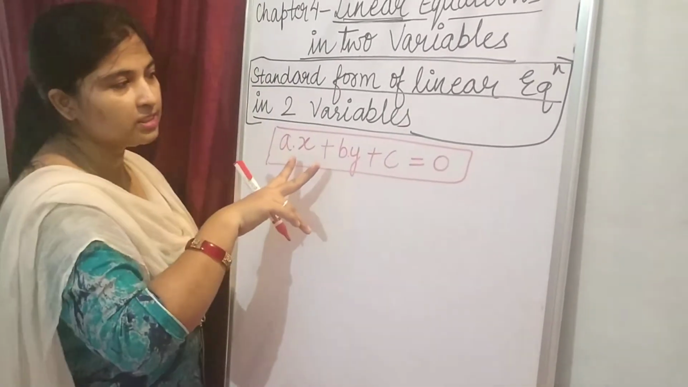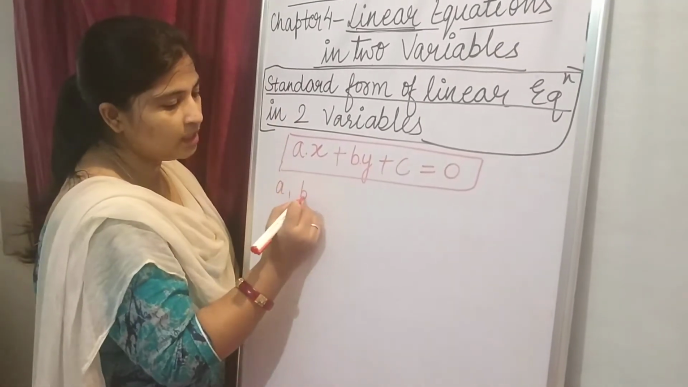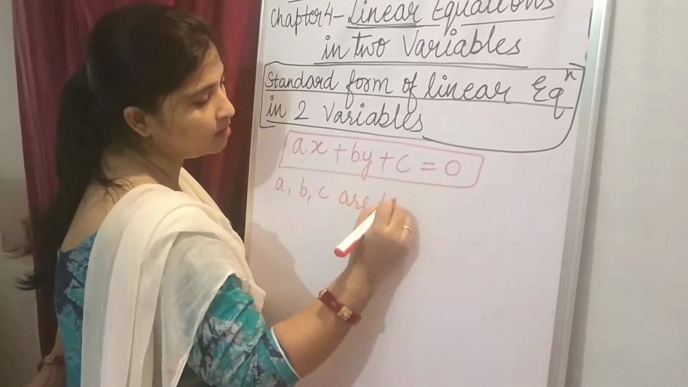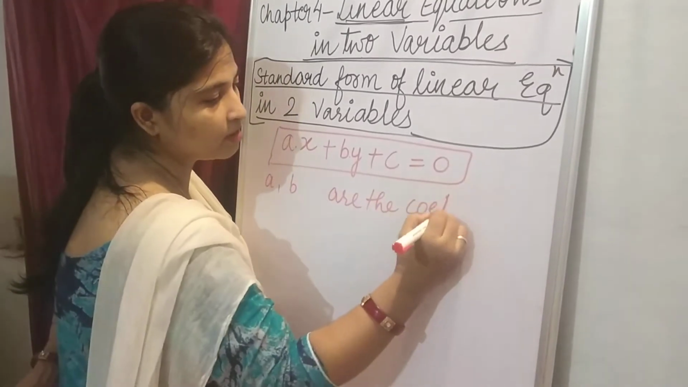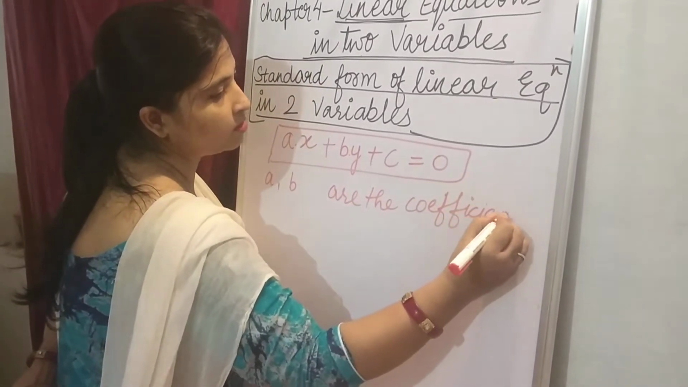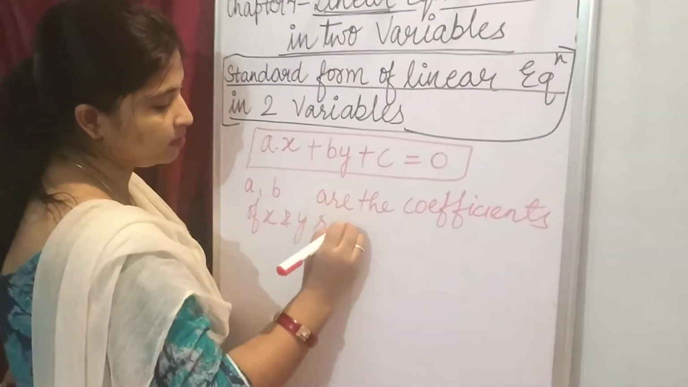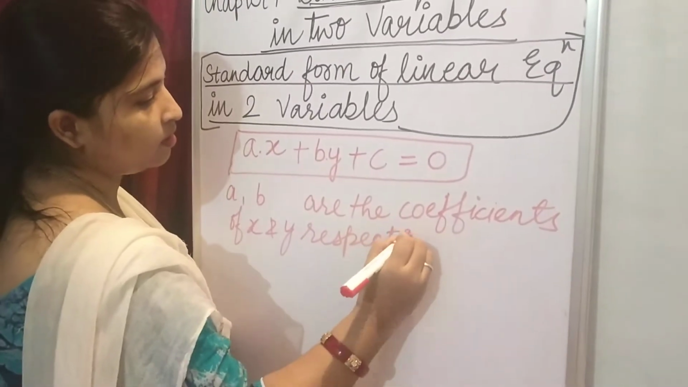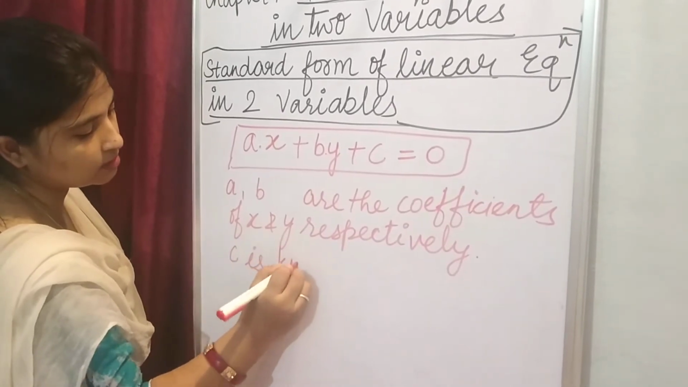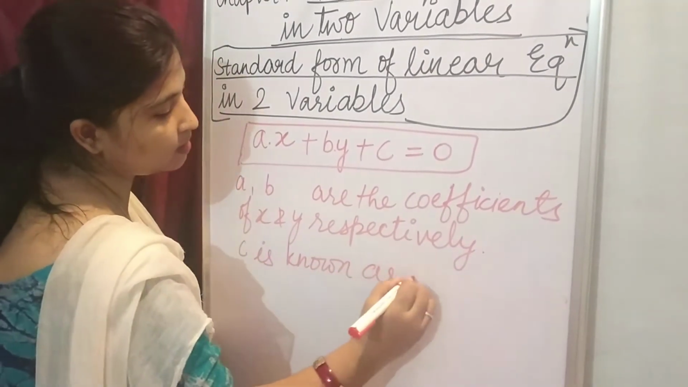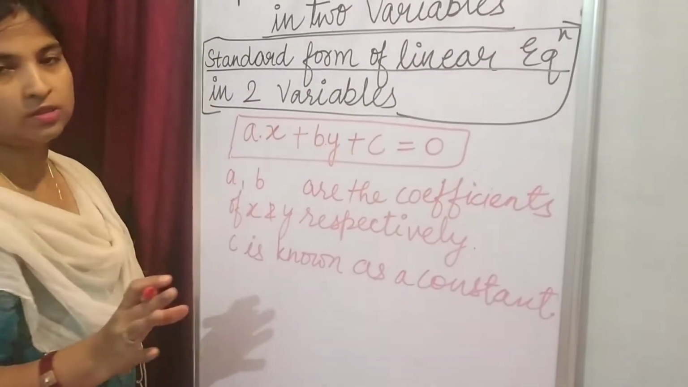So you can see here we are having two variables x and y, and a, b and c are the coefficients. Sorry, a and b are the coefficients of x and y respectively, and c is known as a constant term. Okay, this is known as a constant.